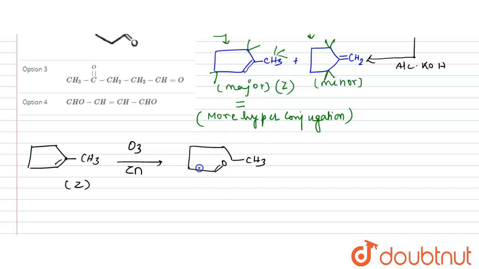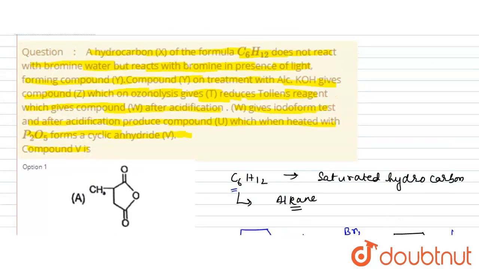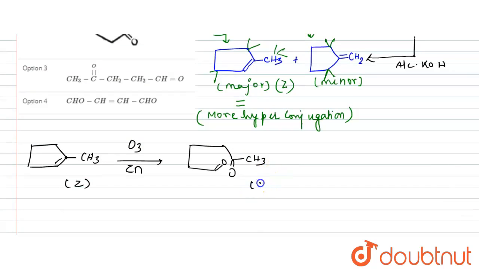So this is called reductive ozonolysis, and you have a double bond O here. This is the product which you get after reductive ozonolysis, and which product is this? I guess it is the T product, right? After Z you have the T product, and when T is treated with Tollens reagent, it gives compound W. So let's see, this is the T product.